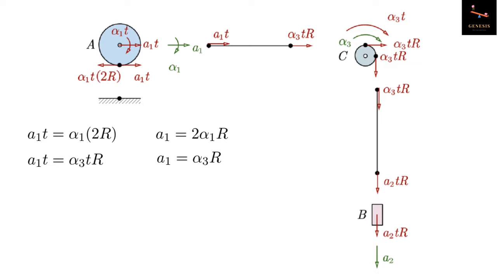Similarly, I hope you can write the constraint for the string between the pulley C and the block B, and this will come out to alpha 3r is equal to a2. A general word of advice: always write the constraints in velocity or displacements and then get the relation in acceleration, if any. Here, since the system started from rest, it wouldn't have mattered, but we will see questions where it does make a difference. So just keep this in mind: constraints in displacements or velocities and never in accelerations directly.